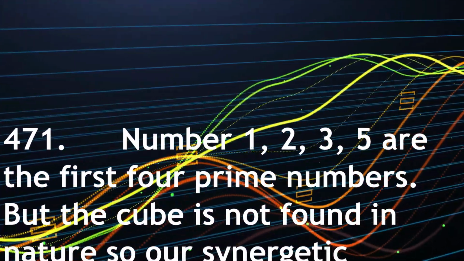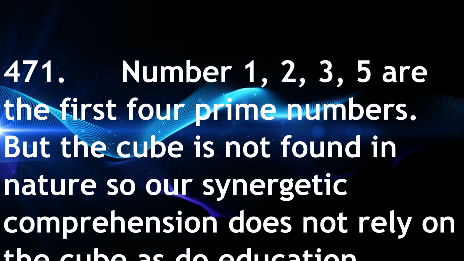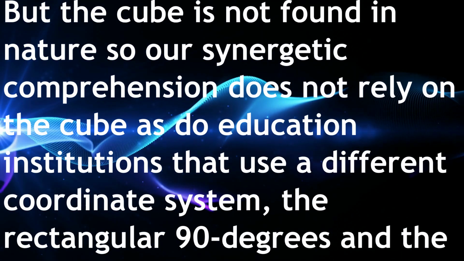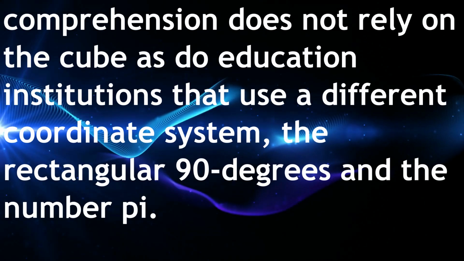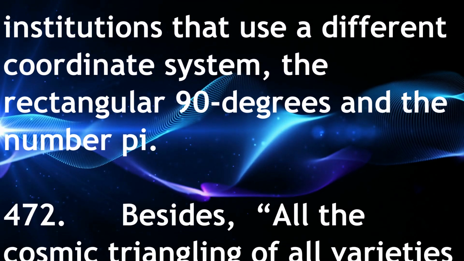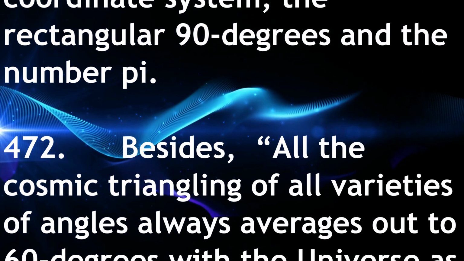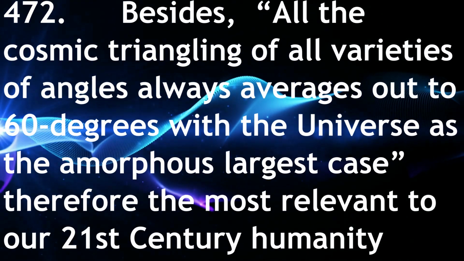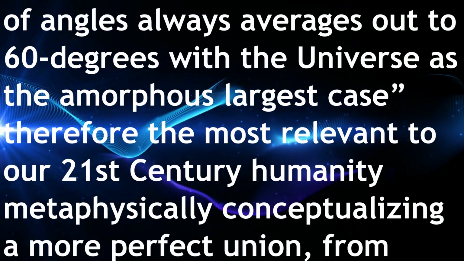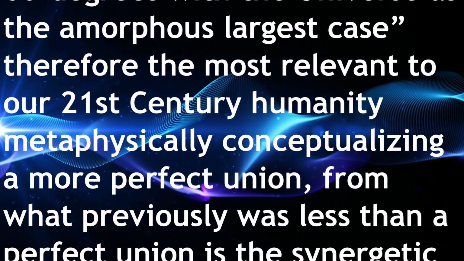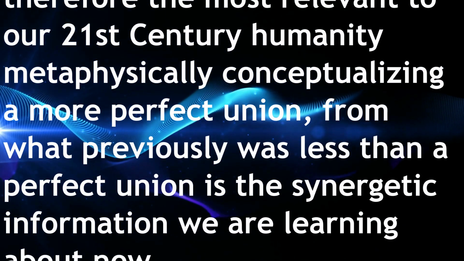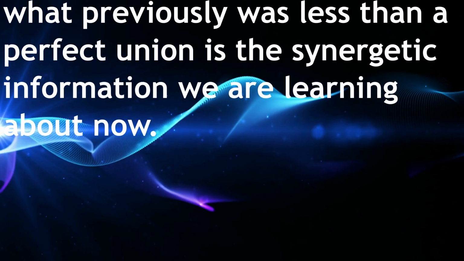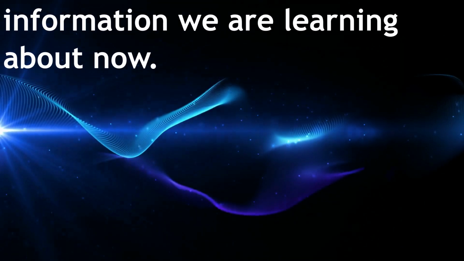But the cube is not found in nature, so our synergetic comprehension does not rely on the cube, as do education institutions that use a different coordinate system, the rectangular 90 degrees and the number pi. Besides, in quotes, "all the cosmic triangling of all varieties of angles always averages out to 60 degrees, with the universe as the amorphous largest case," end quote. Therefore, the most relevant to our 21st century humanities, metaphysically conceptualizing a more perfect union from what previously was less than a perfect union, is the synergetic information we are learning about now.